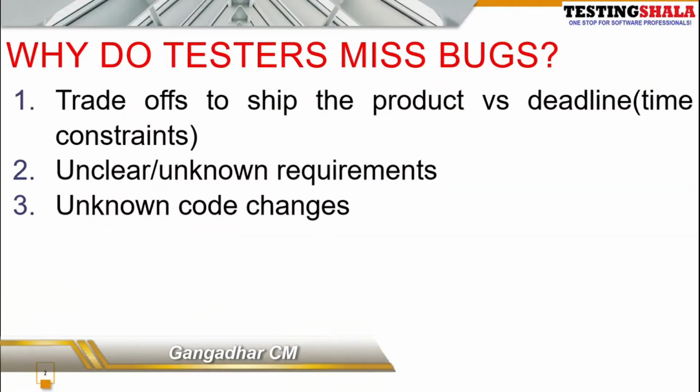Then the third major thing is the code changes. Sometimes what happens, the developers keep changing the code without informing the tester. Testers won't have any clue why the code has been changed, and the appropriate test cases also did not get changed. Because of that, the tester will definitely miss the bug or a defect in the system.